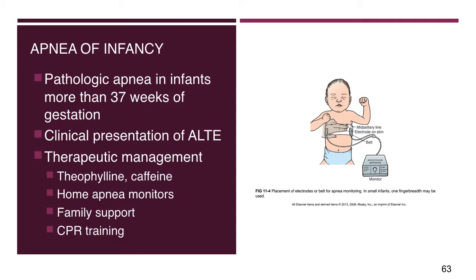Kind of related to that is apnea of infancy or apnea of prematurity. It's pathologic apneas in infants. In this particular case, we're talking about infants that are more than 37 weeks of gestation. Apnea of prematurity is actually apnea that occurs because of an immaturity in the center of the brain that tells us to take our next breath.